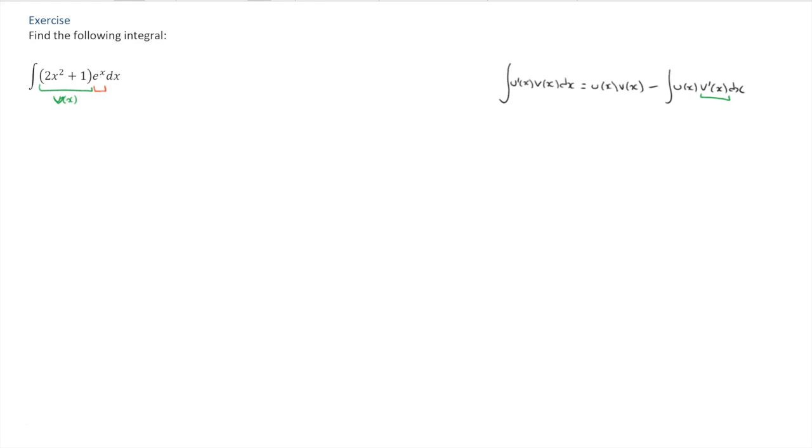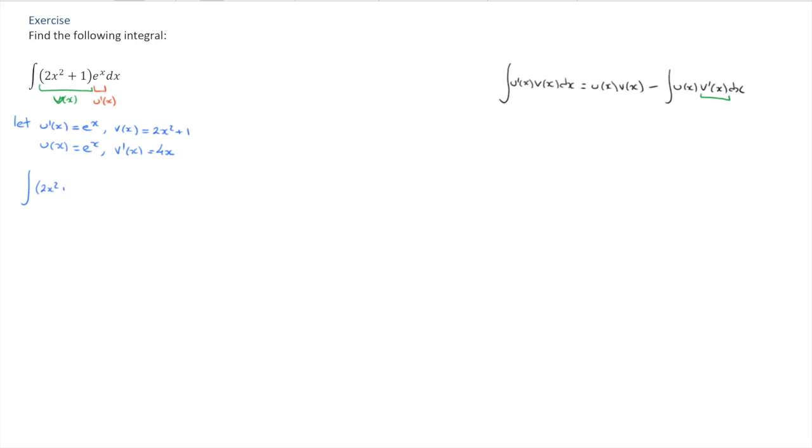On the other hand, e of x, which we'll call u dash of x, that one won't really change. Whether we integrate it or differentiate it, e of x just stays e of x. So let's go ahead and do that. We'll say let u dash of x equal e of x, and therefore v of x equals 2x squared plus 1. Therefore, u of x equals e of x, no change there, and v dash of x will equal 4x.